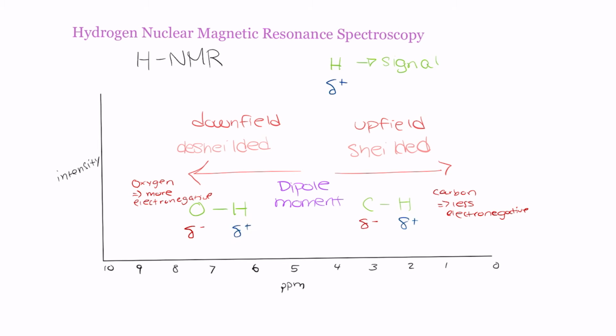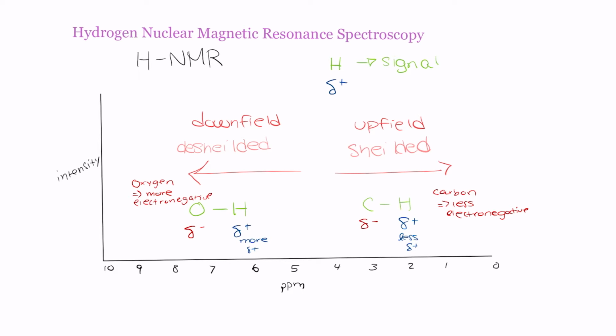However, this hydrogen over here is going to be way more delta positive than this hydrogen over here. So let's make note of that. This hydrogen is going to be more delta positive because it's attached to a greater electronegative atom. And this hydrogen is going to be less delta positive than that hydrogen because carbon is less electronegative.